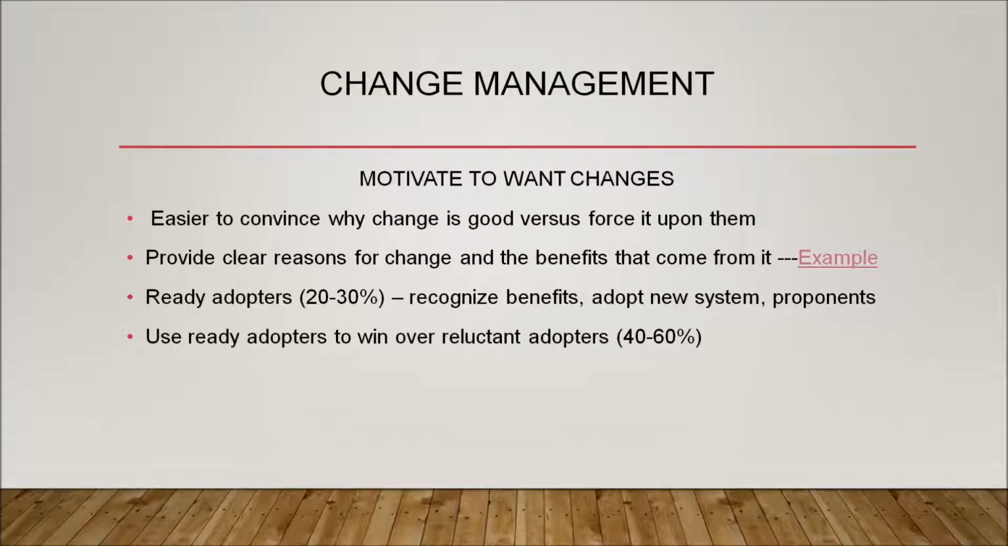Now, in motivating people, you're going to have these people called ready adopters. They make up about 20 to 30% of the people who will use the new system. But they're special. They recognize the benefits of the new system, and they quickly adopt it and become proponents of it. So you want to motivate these people to get on board. And then once these ready adopters are on board, you want to use them to win over the reluctant adopters, the other 40 to 60% who for whatever reason are hesitant to change and don't want to change.